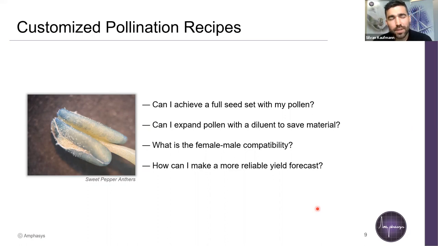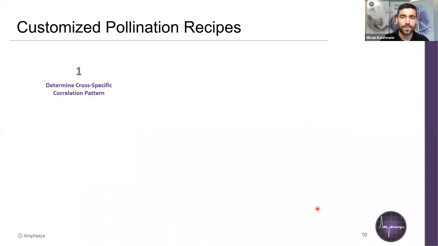And the key questions in the process of creating such recipes are, in my opinion: can I achieve a full seed set with my pollen? Can I expand pollen with a diluent to save material? What is the female-male compatibility? And how can I make a more reliable yield forecast? Let's dig a bit deeper into that topic.